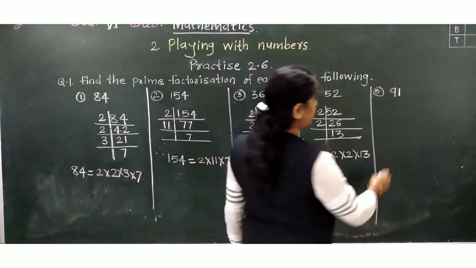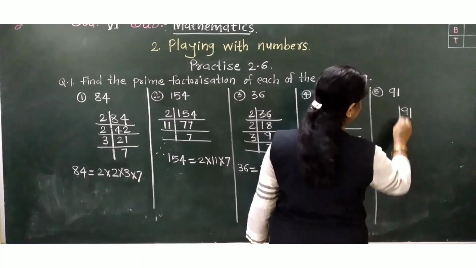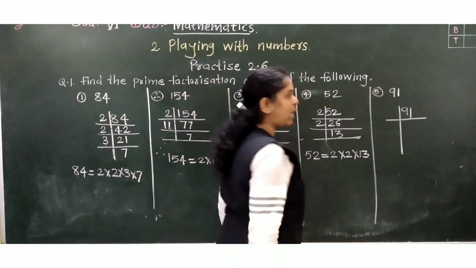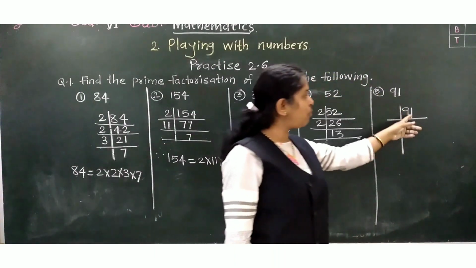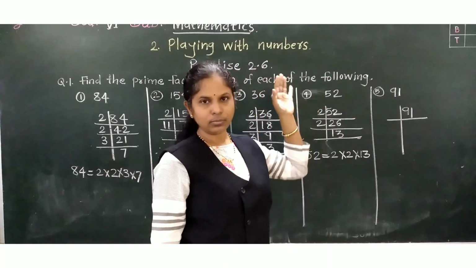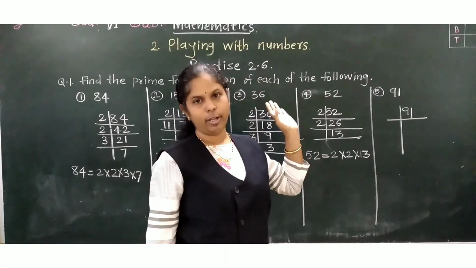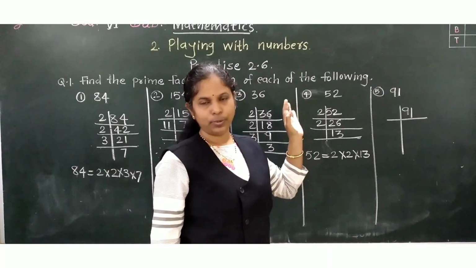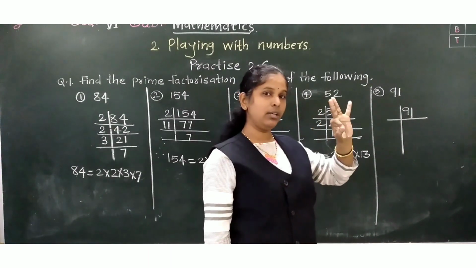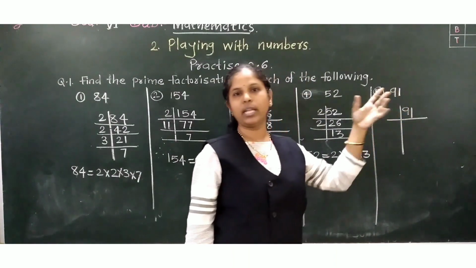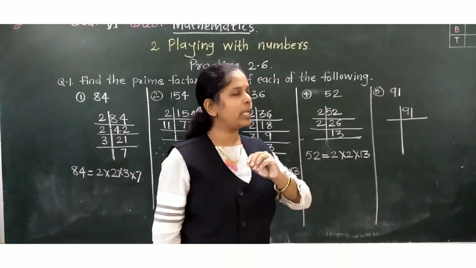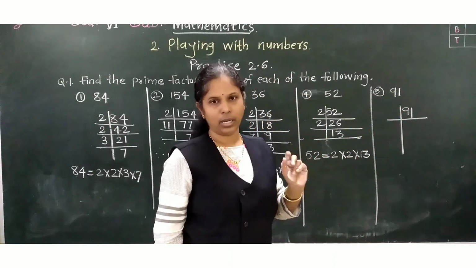Now 91. Okay, 91. Here 1 is there at the units place, so we cannot divide it by 2. Can we divide it by 3? What is the test for 3? We have to add the digits. 9 plus 1, 10. 10 is not divisible by 3. So we cannot divide 91 by 3.